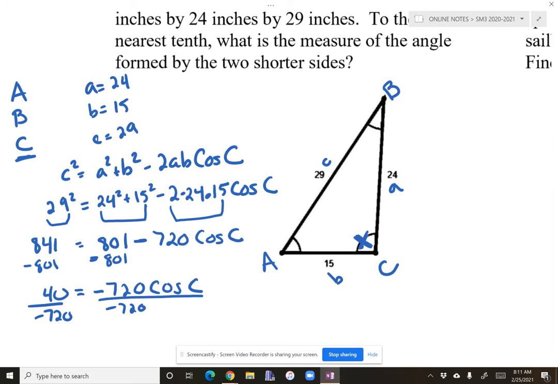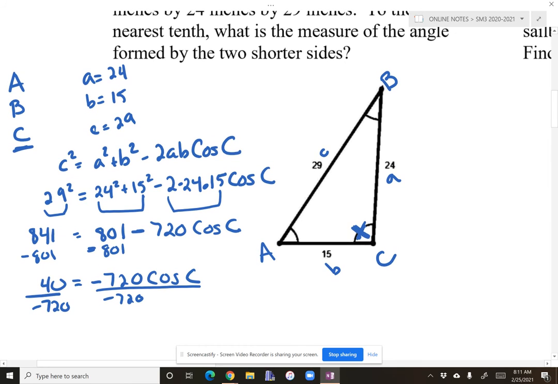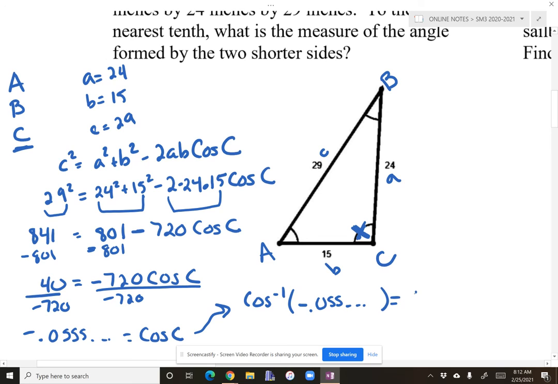And I get, oh wait, hold on. I'm going to divide the 40, calculator problems, divide that by negative 720. And I get this decimal, negative 0.0555, and it continues, equals the cosine of c. And this is where I do my inverse button and do the inverse of that negative 0.055 thing. And that's going to give me c.